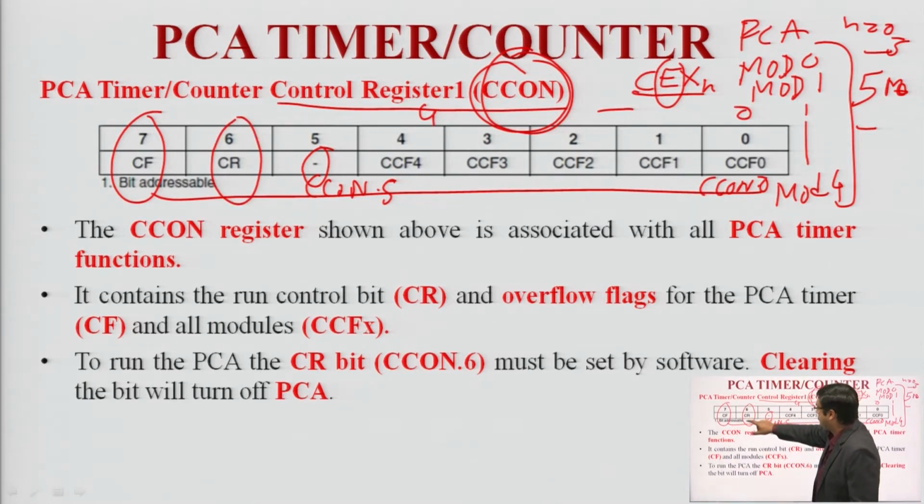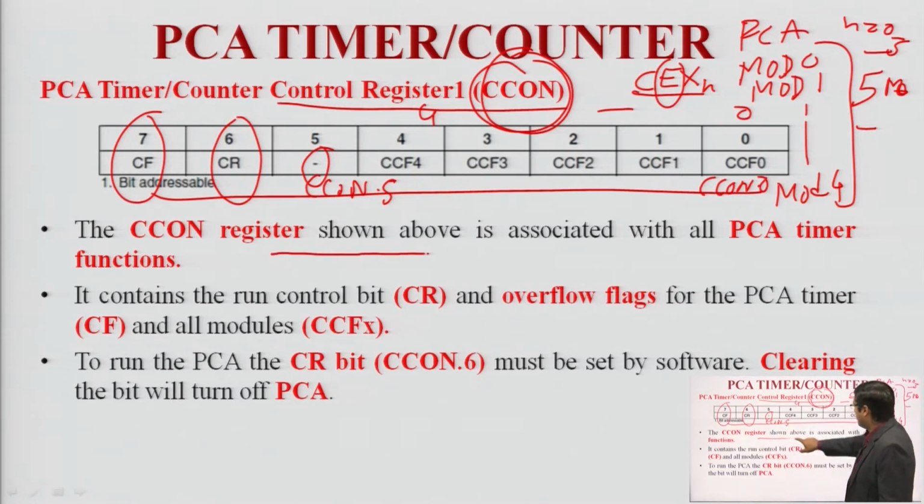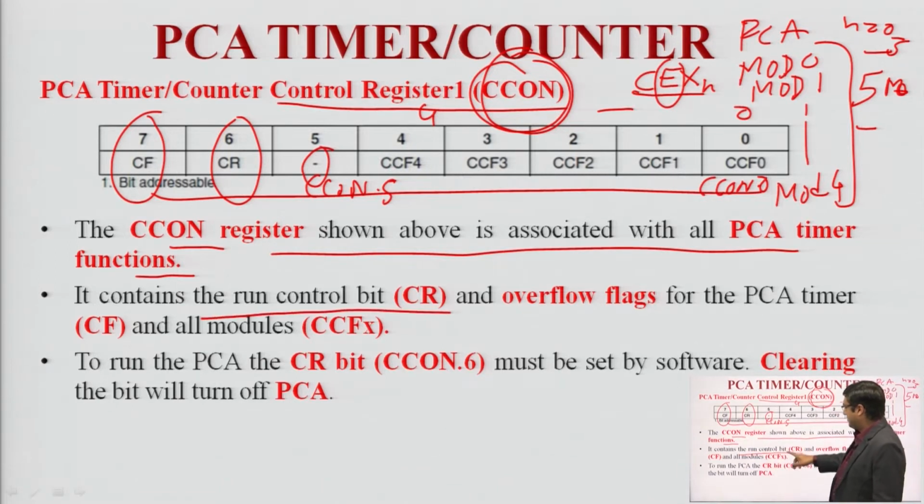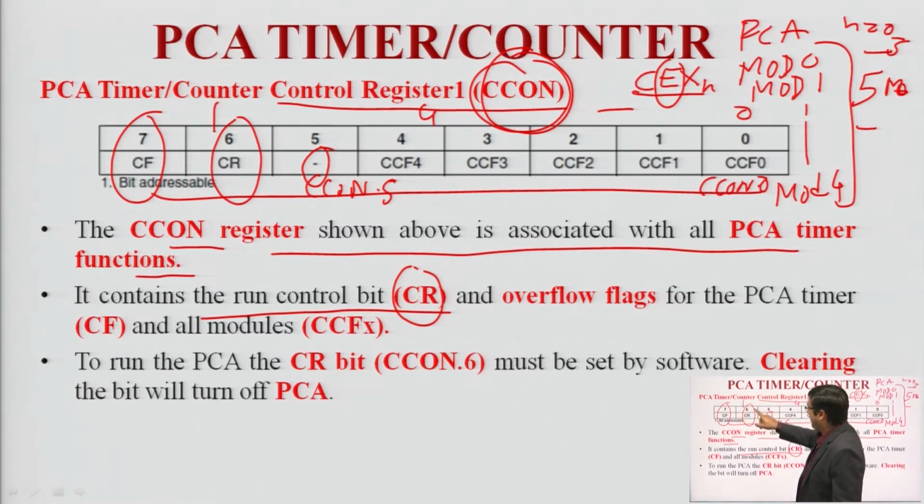Basically, this pin is used to start our timer operations. The CCON register shown above is associated with all PCA timer functions. All the PCA timer functions can be controlled using the CCON register. Basically, it contains the CR bit, which represents the run control bit. If this bit is 1, then we are going to start the PCA timer operations.